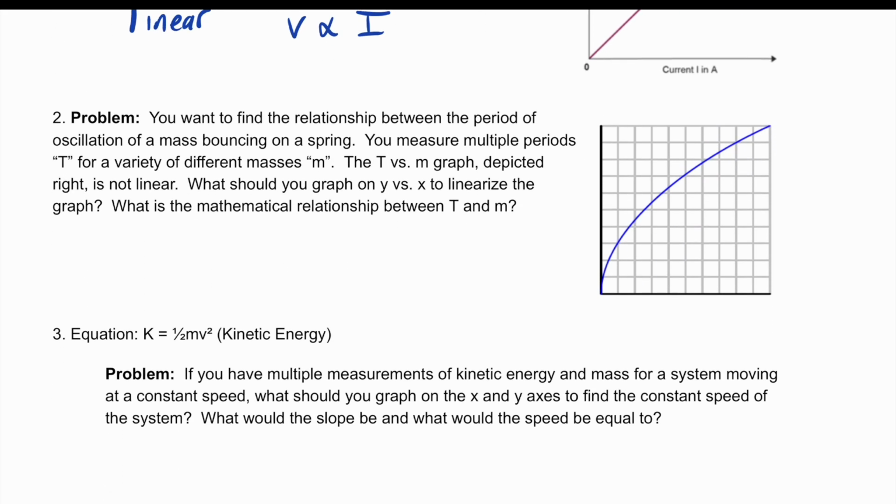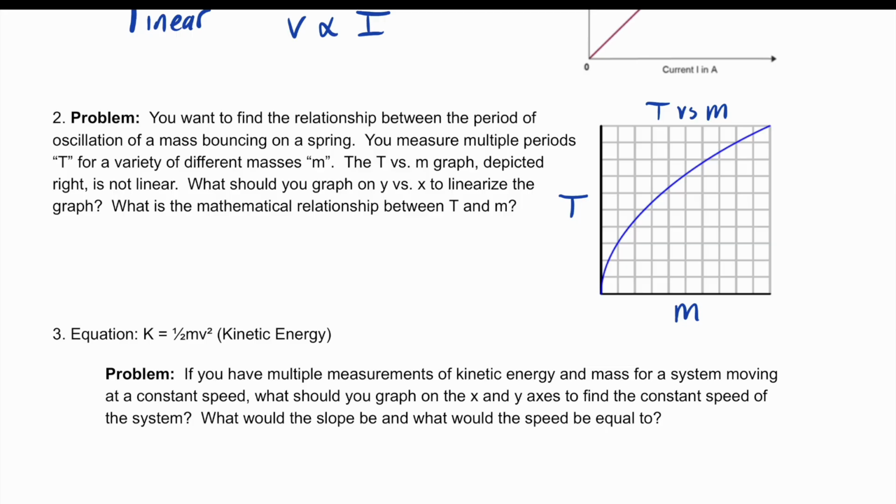The second one is giving us the graph of the period of oscillation of a mass on a spring and the mass. So we can say that's a T versus M graph. And it's clearly not linear. So what we need to do, this is showing us a square root graph. It's likely a square root graph.